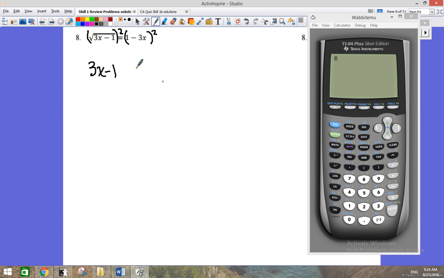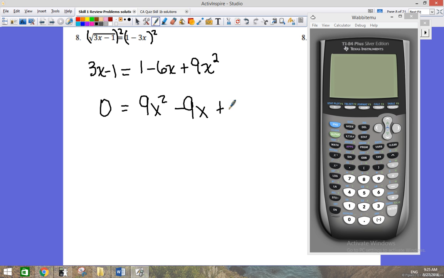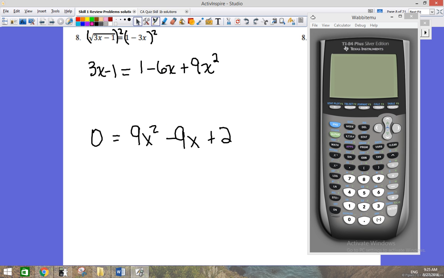If I square this binomial, I have 1 minus 6x plus 9x squared. I have a quadratic equation. Let's go ahead and get that in standard form. And so I've got 0 is equal to 9x squared minus 9x plus 2. So I think that'll factor. If it doesn't, you do need to know the quadratic formula.